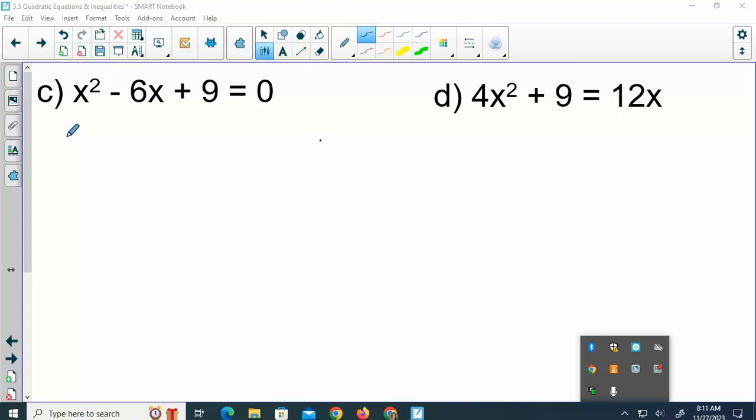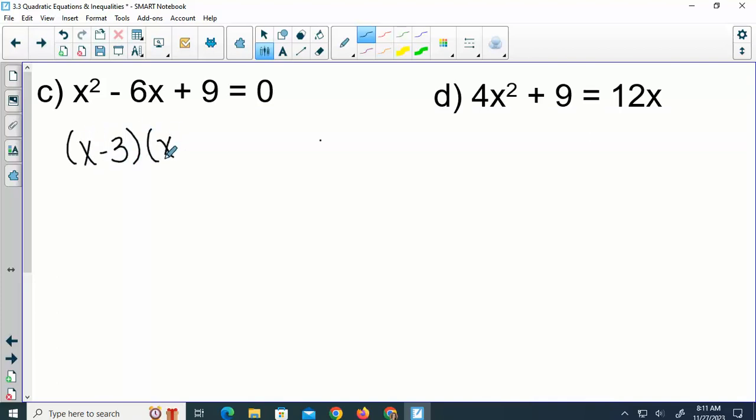So on this one, multiplies to 9 and adds to negative 6. What would that be? Okay. So most of you realized that these were the same. So you set it equal to 0 and you got x equals 3. That's partly correct. How many answers did I tell you we always get? 2. What are my 2 answers? 3 and 3. We got the same answer twice.